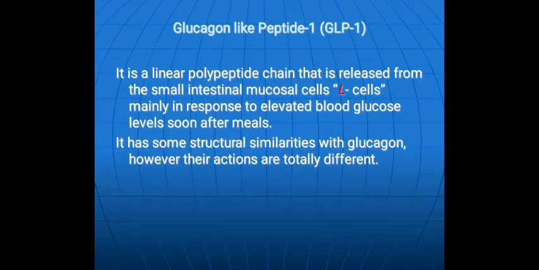Glucagon-like peptide, it is a linear polypeptide chain that is released from the small intestinal mucosal cell, which is called the L cell, mainly in response to elevated blood glucose level soon after meal. It has some structural similarity to the glucagon, however their actions are totally different. As we know, glucagon is one of the hormones that increases glucose, so this also acts similarly but by a different mechanism.